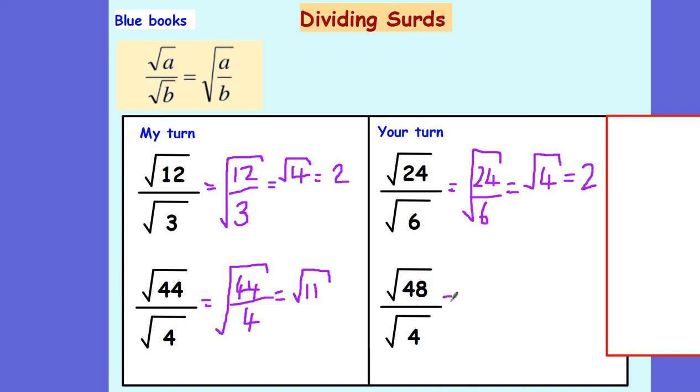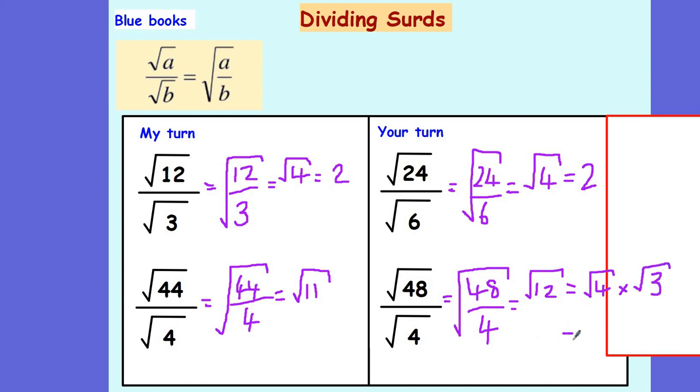For the second question, I'm going to write that as the square root of 48 over 4, which is the square root of 12. I can simplify that. I can say the square root of 12 is equal to the square root of 4 times the square root of 3, because 4 times 3 gives me 12. The square root of 4 is 2, so I can write that as 2 square root 3. Please make sure you've got some of these examples in your dark blue books.